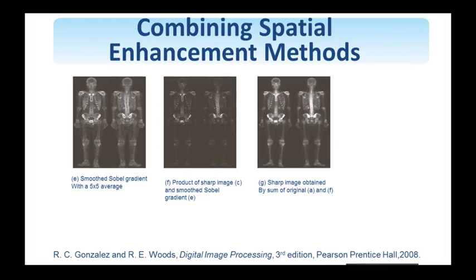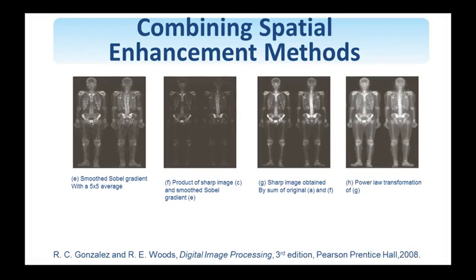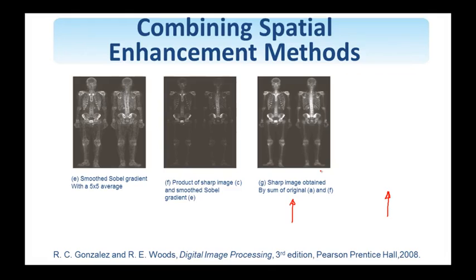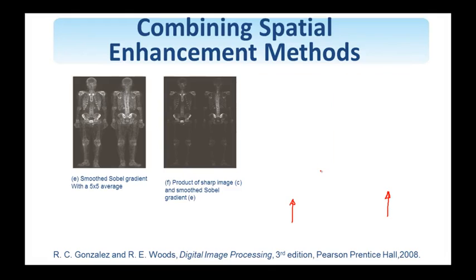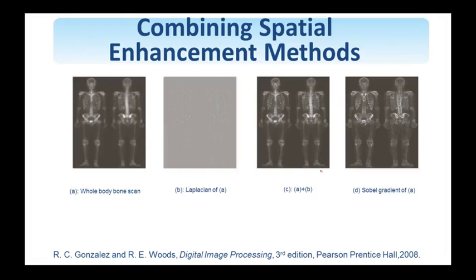And finally, I can use a power law transformation to further enhance the appearance of this image. So we do have various versions of enhancement, right? This is an enhanced version of this, and this is a sharpened version of the original, and so is this one a sharpened version of the original.